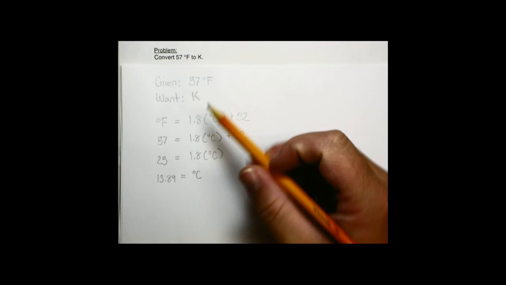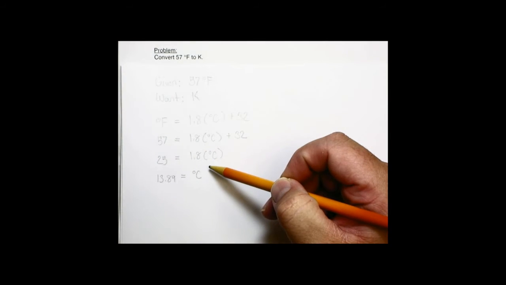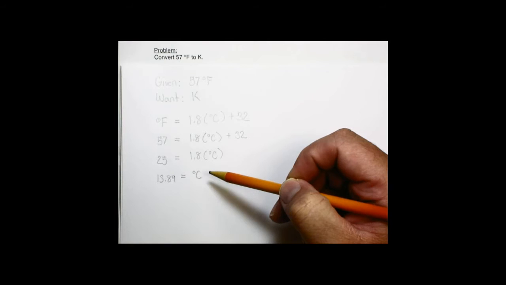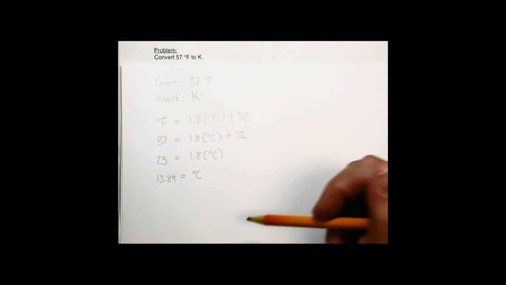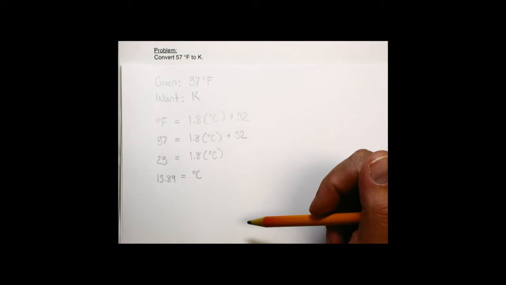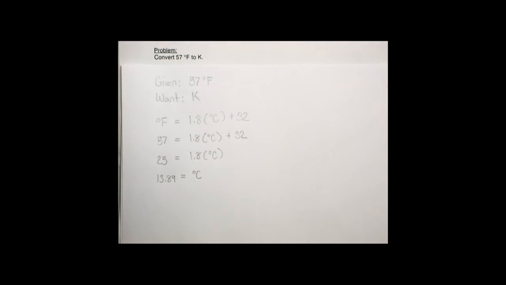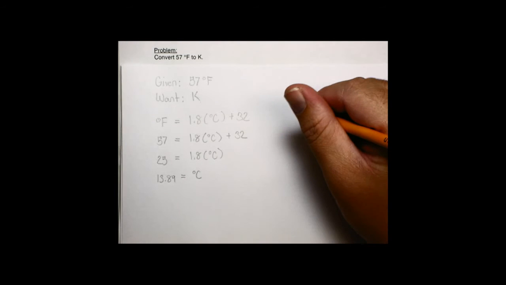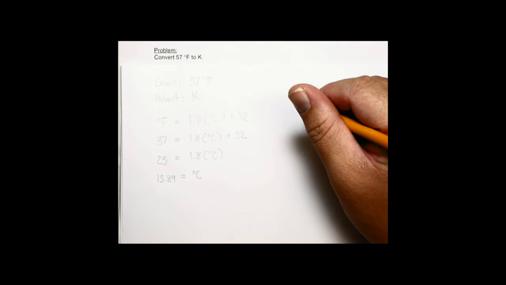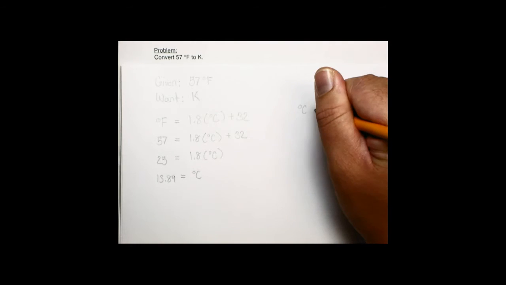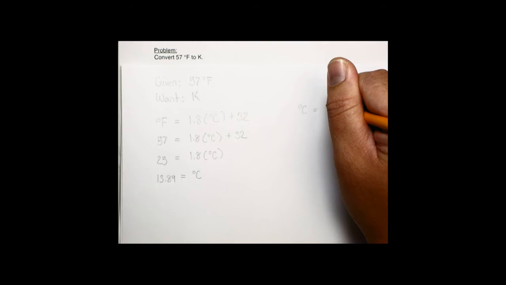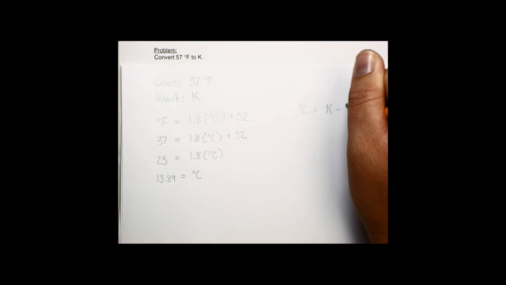Now you have to be careful here because people have a tendency to want to stop and say, yay, we're done. But we're not done yet. What we wanted was Kelvin. Here we have degrees Celsius. So we're not quite there yet. So we need to keep working. And we need our other equation, our equation that converts between Kelvin and Celsius. So if we're going to convert between those two, we need our equation that the temperature in degrees Celsius is equal to the temperature in Kelvin minus 273.15.